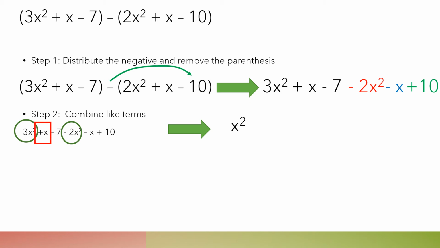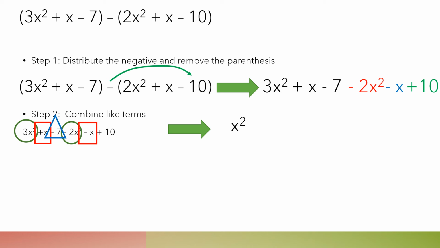Now I'm going to look at the next term. I have an x, so I'm going to look for something else that just has an x. Again, I'm going to take the sign with it. So now I have a positive x minus x, which will give me a 0. And once again, I can put plus 0 here, or I can just leave it off.